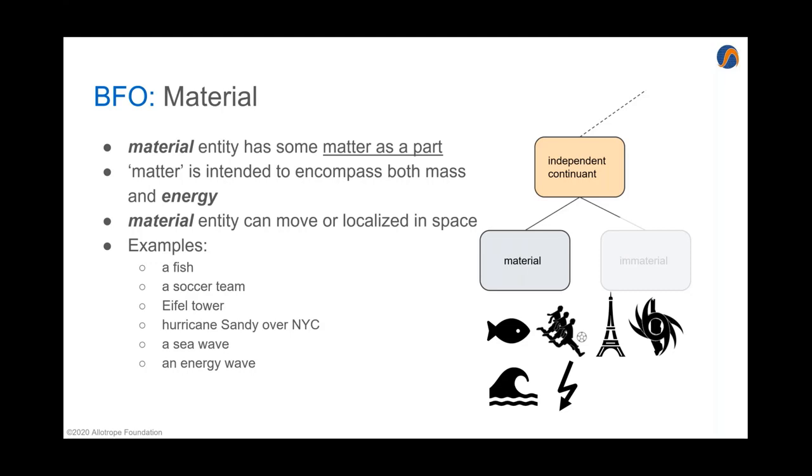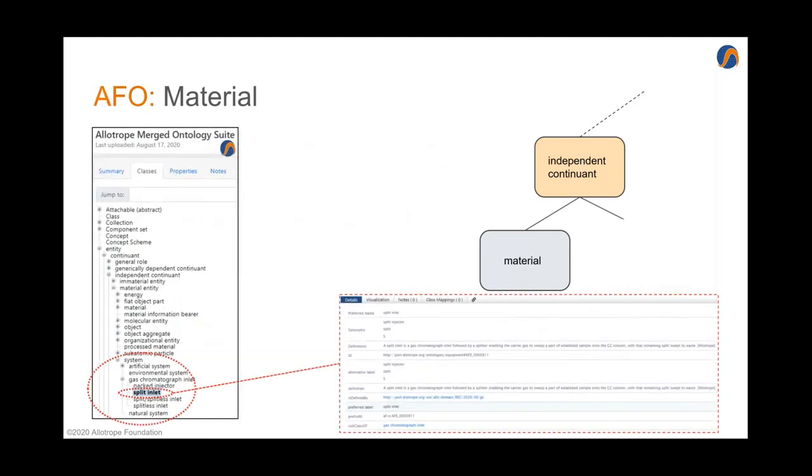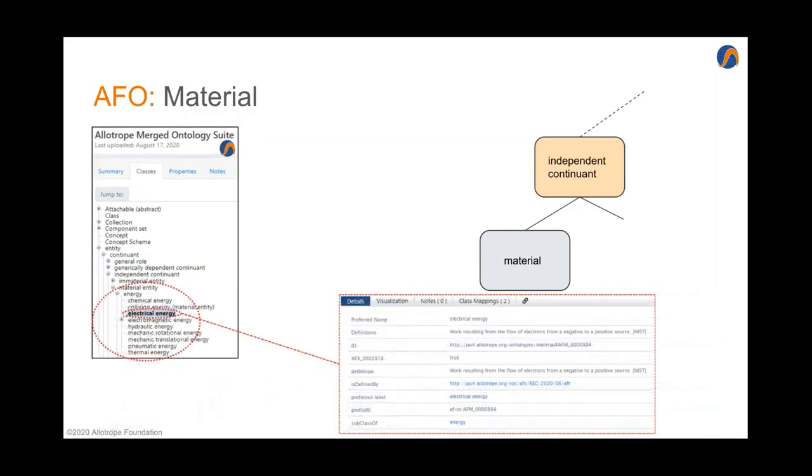Examples are a fish, a soccer team, a sea wave, the energy wave. And if we look at the AFO, we can see it, for example, split inlet, which is a subtype of a gas chromatograph inlet, which is a subtype of an artificial system, a system which is a subtype of material entity. And as for the energy, we can see material entity, energy, electrical energy.